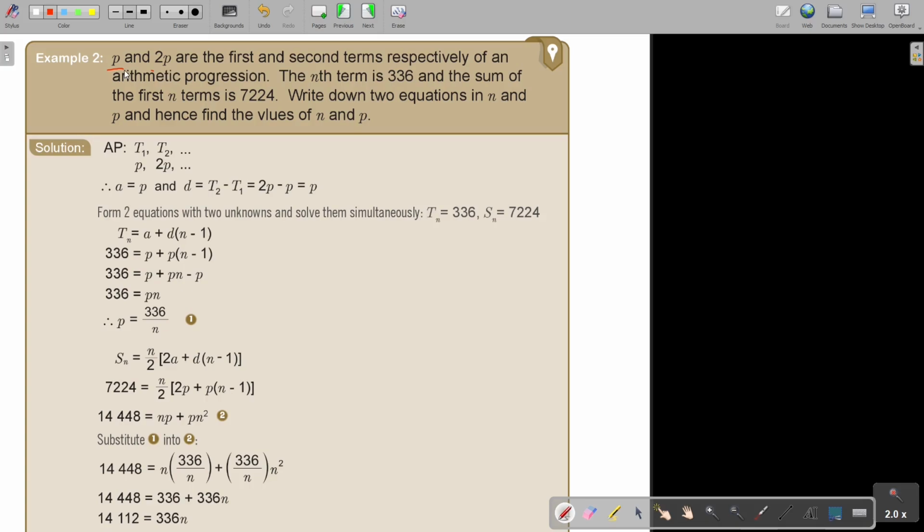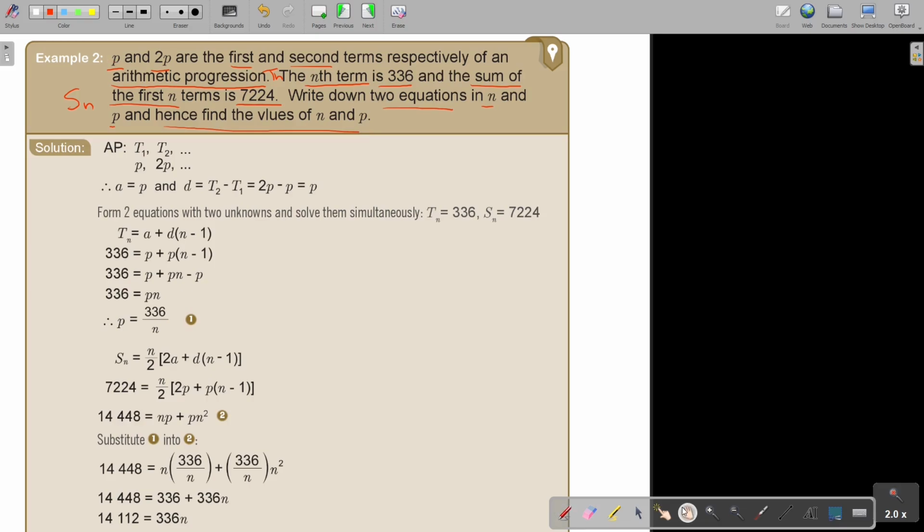P and 2P are the first and second terms, respectively, of an arithmetic progression. I always underline the important things. The nth term, so remember that's Tn, is 336. And the sum of the first n, so that's Sn, is 7224. Write down two equations in n and p and hence find the values of n and p. What makes this one a bit difficult is the unknowns, the variables in there.